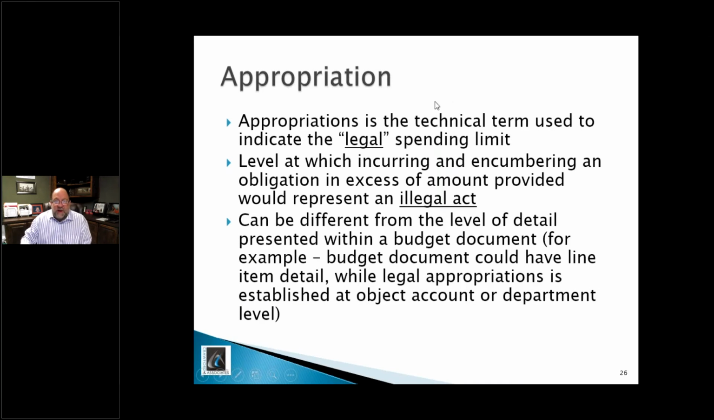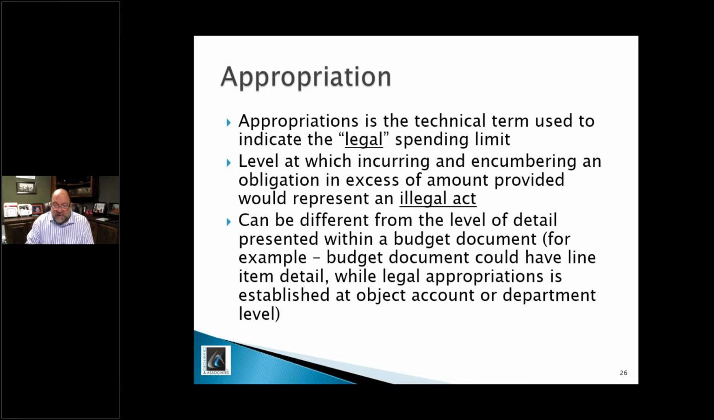We talked about the appropriation being the technical term that we use to indicate the legal spending limit. In other words, unless you appropriate something, you can't spend it. And so the level at which we incur and encumber an obligation, we commit to an obligation in excess of any amount that we provided would be technically an illegal act. And people have gotten into some trouble on this.